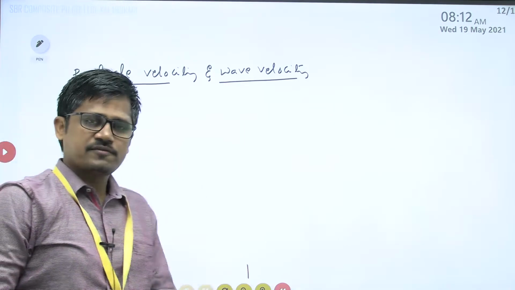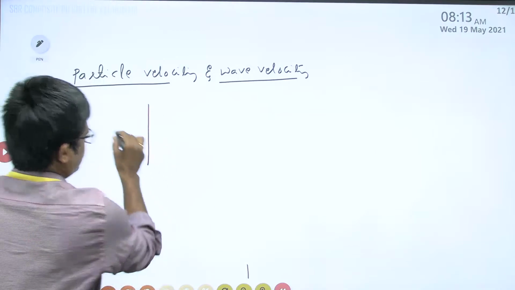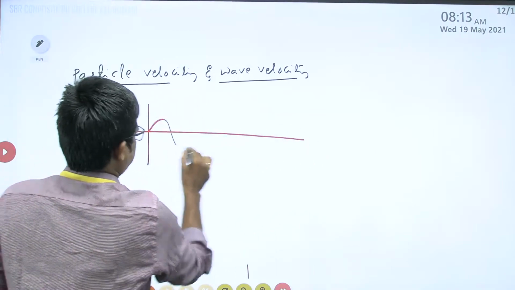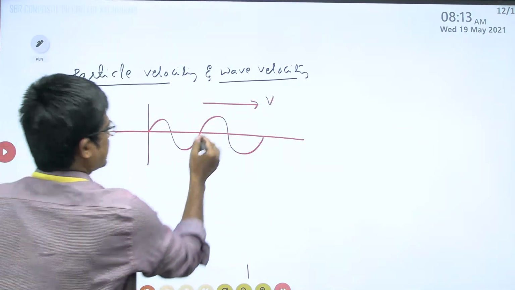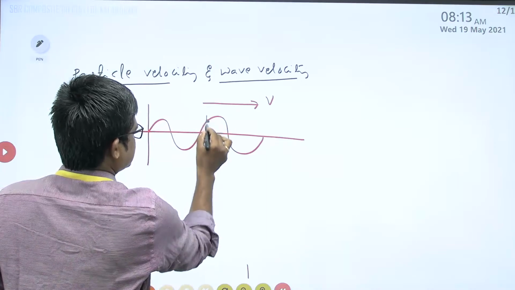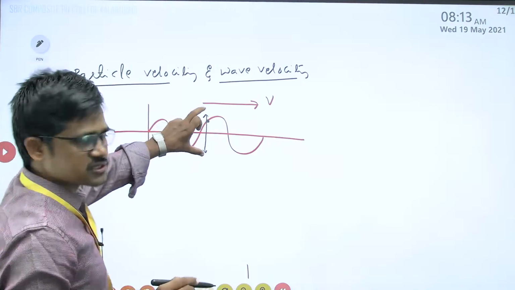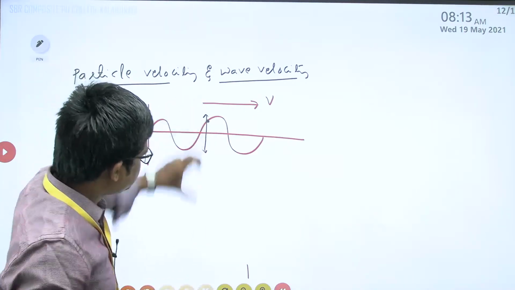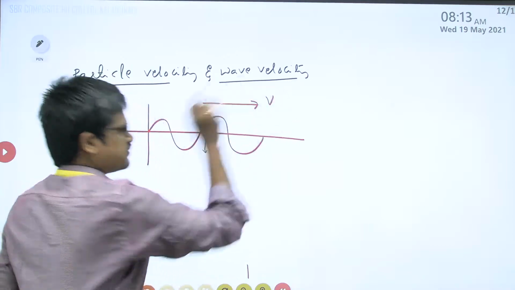Both are different here. Particle velocity: you want to know, if this is a wave here, this is the wave velocity. Particle: take any one particle. This particle is oscillating between this place, this distance. The velocity of this particle is different than the velocity of the wave.